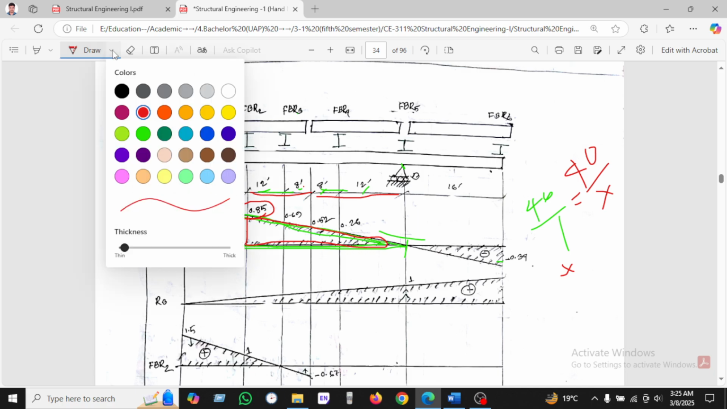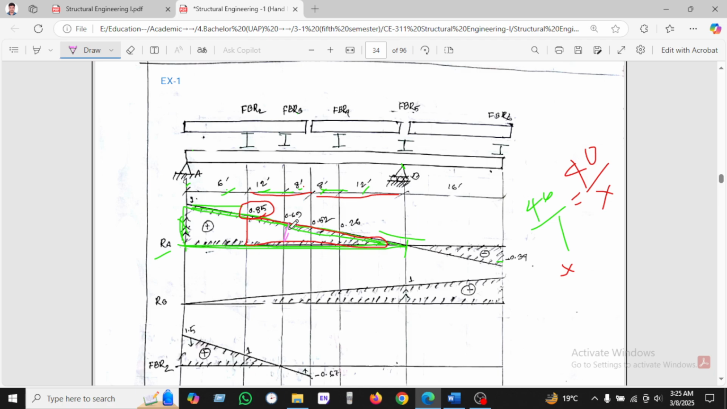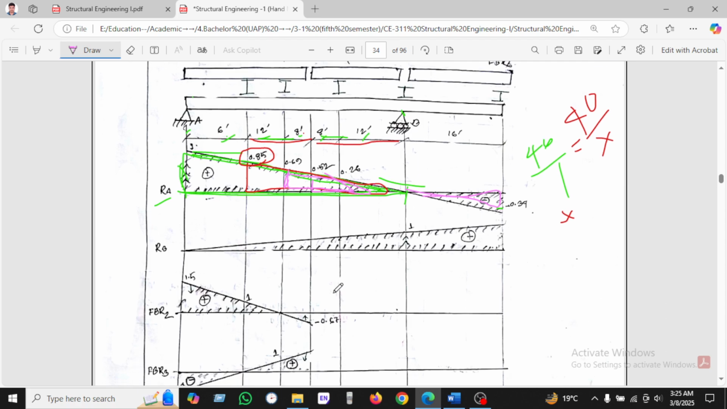So in this way we also compare this triangle and this triangle and this triangle also. And we'll get all the values here. I will not show it again and again as I'm watching the time.